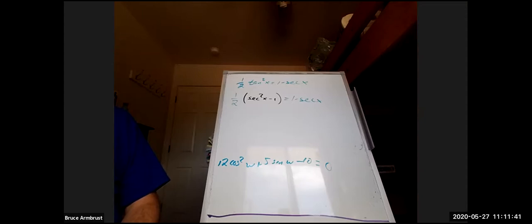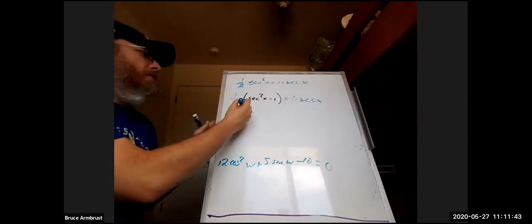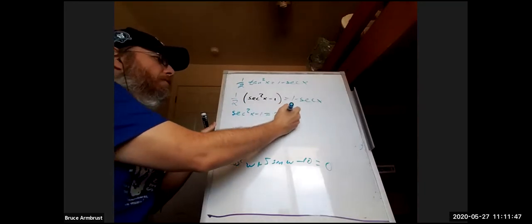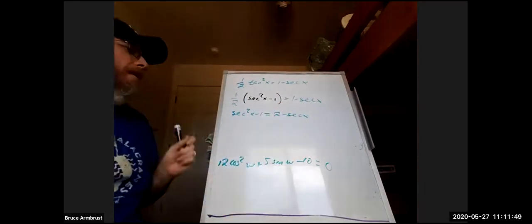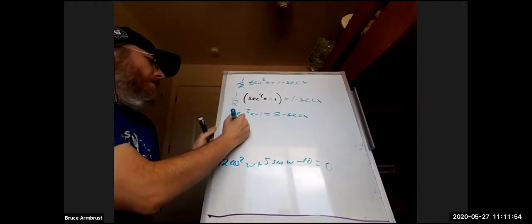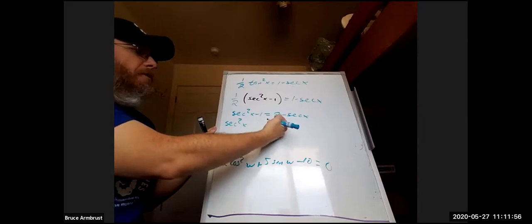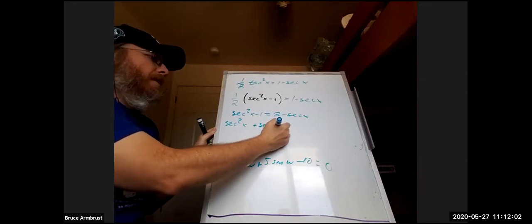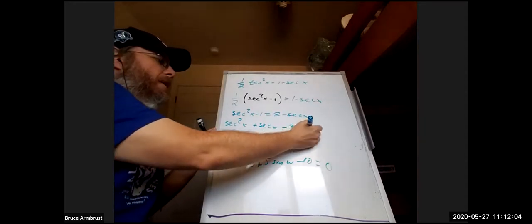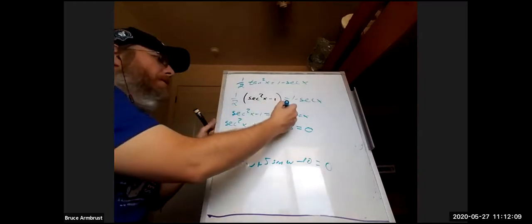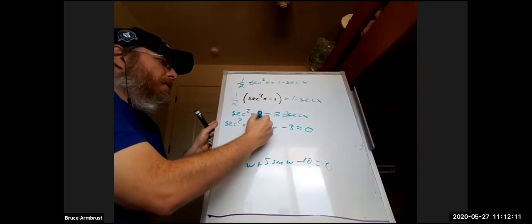So I'm going to multiply by 2 to clear my fractions. So I get secant squared x minus 1 is equal to 2 minus secant x. And now I'll move everything to one side. I'll move that secant and that 2 over here to the right. So I get secant squared x plus secant of x minus 3 equals 0. Oh, whoops. Should get 2 on that secant.